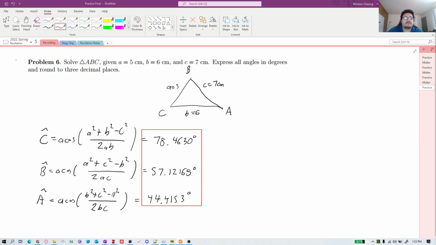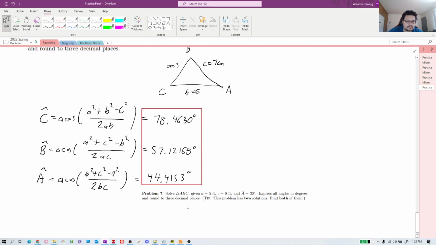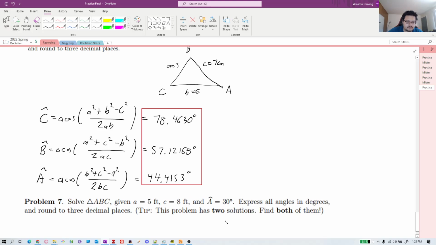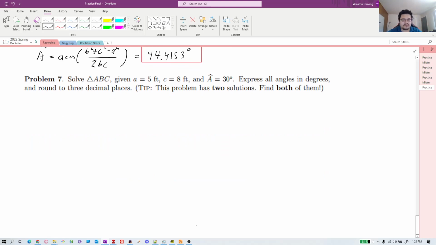Number 7. Copy. Paste. Okay. Solve this thing. We've got AC and angle A, and this has 2 solutions, it tells you. Right. Well, it's very helpful that it tells us this. Otherwise, we would have to kind of muddle our way through. We'd have to understand what we're doing.